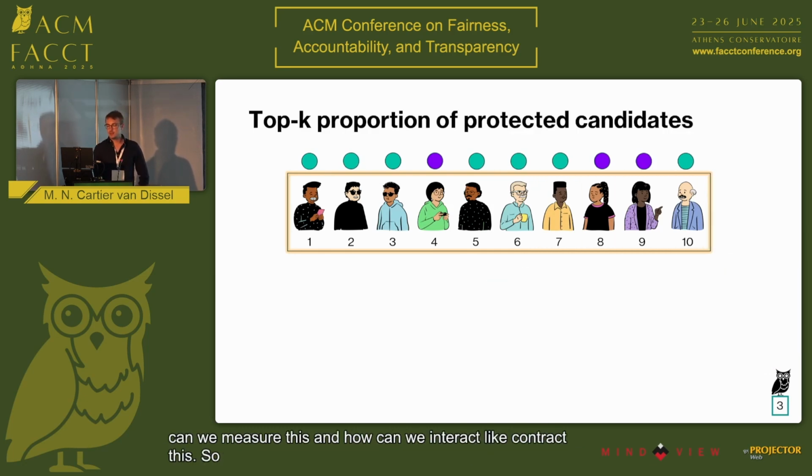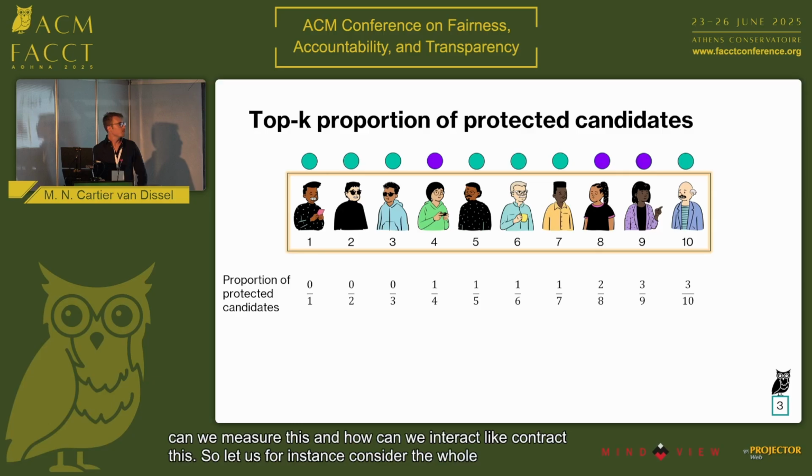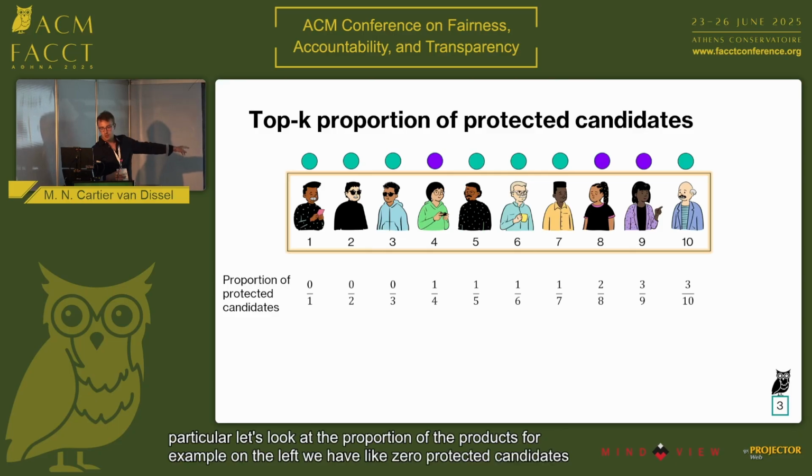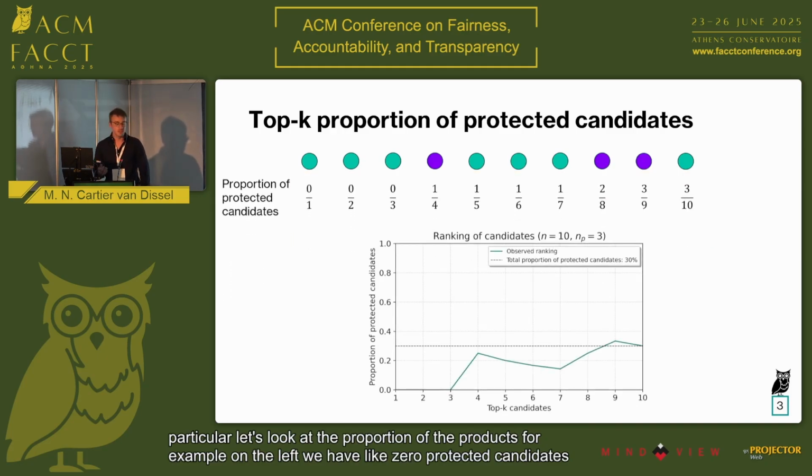So let us, for instance, consider the whole ranking. In particular, let's look at the proportion of the protected candidates in the top K subsets. For example, on the left, we have 0 protected candidates, so the proportion is going to be 0. Also in the top 2, top 3. Finally, in the top 4, we have 1 protected candidate, so the proportion is going to be 1/4. So the first thing that we can do is plot this line.